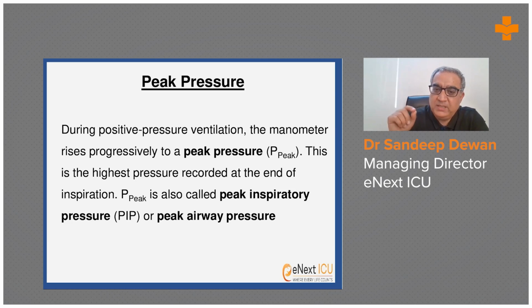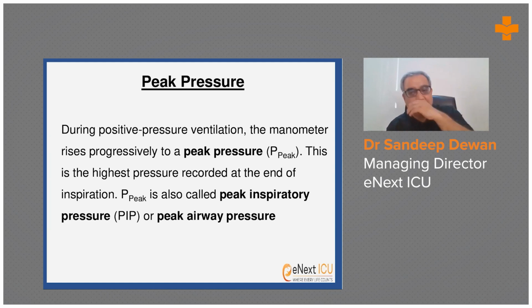PIP is peak inspiratory pressure, or peak airway pressure, or peak pressure. It is the pressure which is recorded at the end of inspiration. So suppose you are ventilating a patient and the inspiration is 3 seconds. At the end of inspiration, there is a pressure which is shown on the ventilator, which is known as the peak pressure.